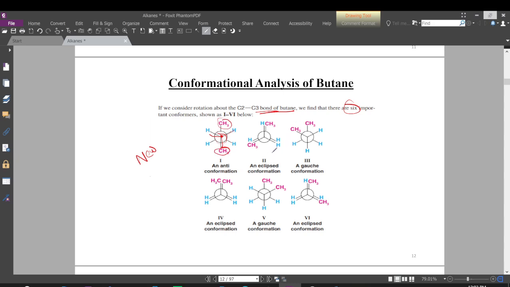In the eclipsed conformation, they align in the same way, with the carbon-hydrogen bonds of the two different carbons aligned. In the other forms, these three are the gauche conformations. In the gauche conformation, the methyl groups are beside one another, and in the eclipsed conformations, 4 and 5 are also gauche, with the methyl groups beside each other. So there are six different conformations: anti, eclipsed, and gauche.